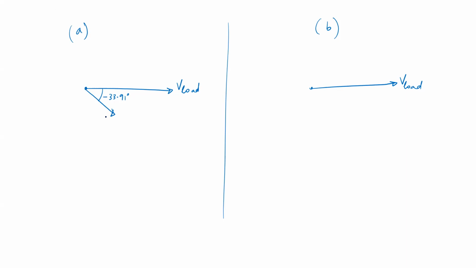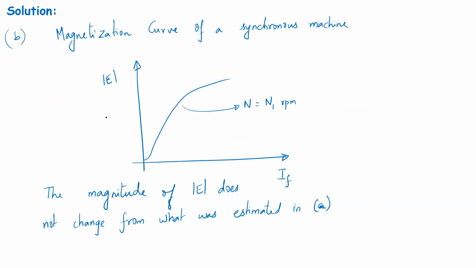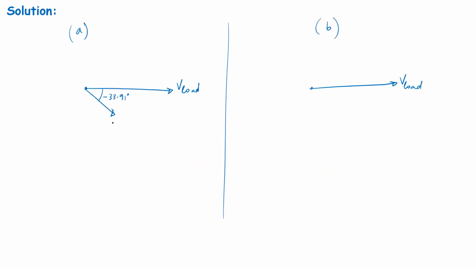So let's quickly go back. It's a few slides behind. 31.62 is the magnitude. 31.62 ampere. Okay. And the excitation EMF E was found to be 164 at an angle of 16.4 degrees, let's say. I'm not being precise, but that's okay.